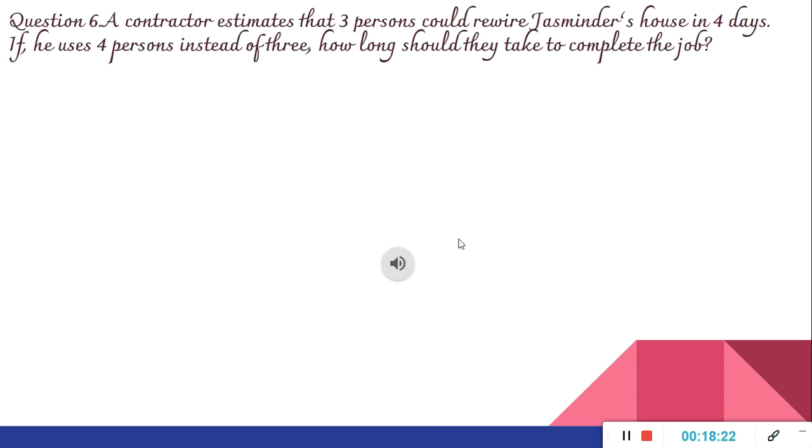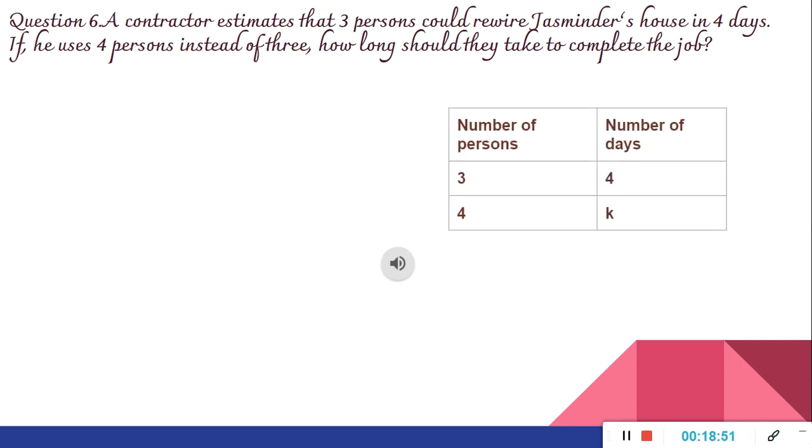Now question number 6. A contractor estimates that 3 persons could rewire Jasminder's house in 4 days. If he uses 4 persons instead of 3, how long should they take to complete the job? Here we know that as the persons increase, the number of days will decrease. So both are inversely proportional, right? So let's see the table. Number of persons: if it is 3, then number of days is 4. If the number of persons is 4, then how many days are required? That we can put as K. So the required number of days is K.